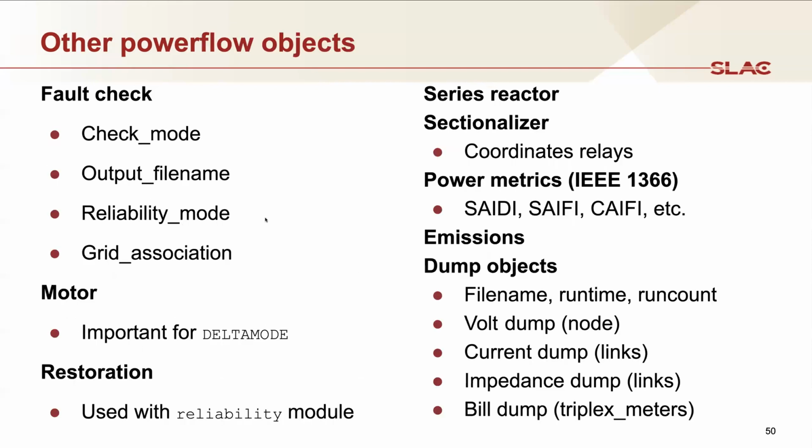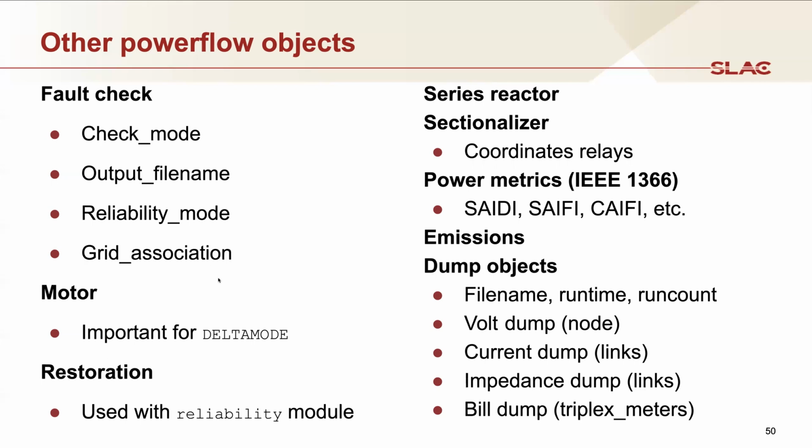Just for your information, there are a number of other power flow objects. We mentioned them earlier. The fault check object is used to enable fault verification. So, line-to-line contact, line-to-ground contact, vegetation to line contact, things like that, or other kinds of failures of equipment that would cause the topology to change, or elements of the network to go out of operation. So check mode is what you use to enable it. Output file name will record the fault events. Reliability mode turns on the reliability metrics associated with fault detection.